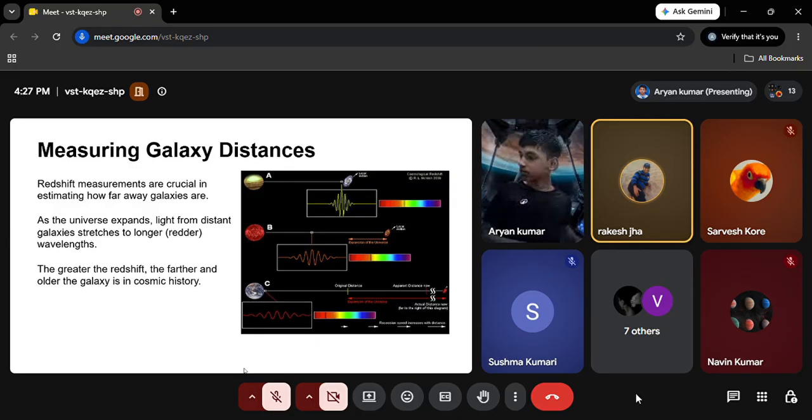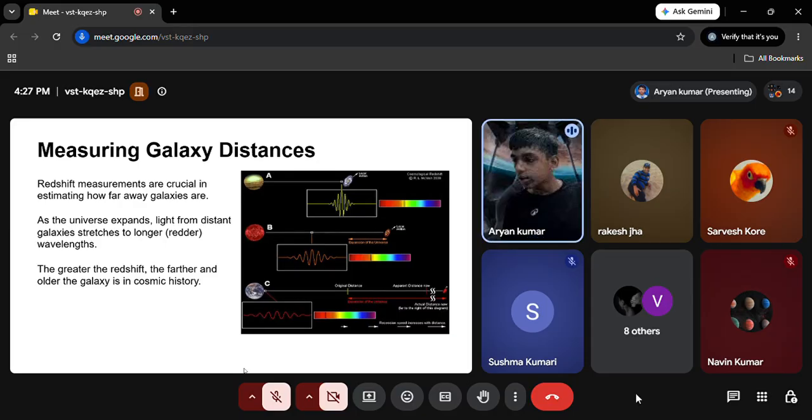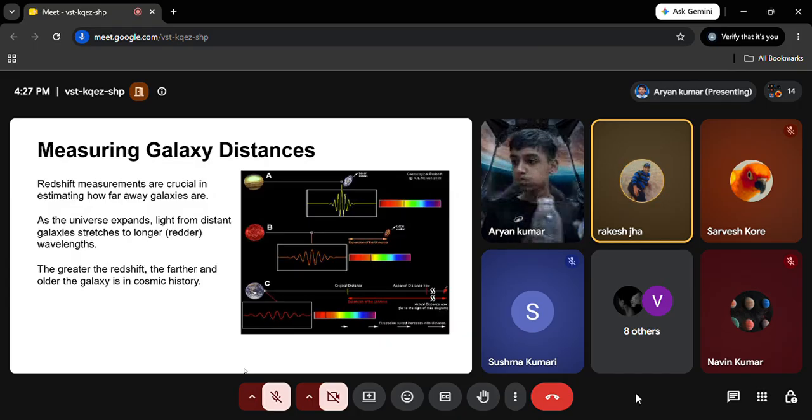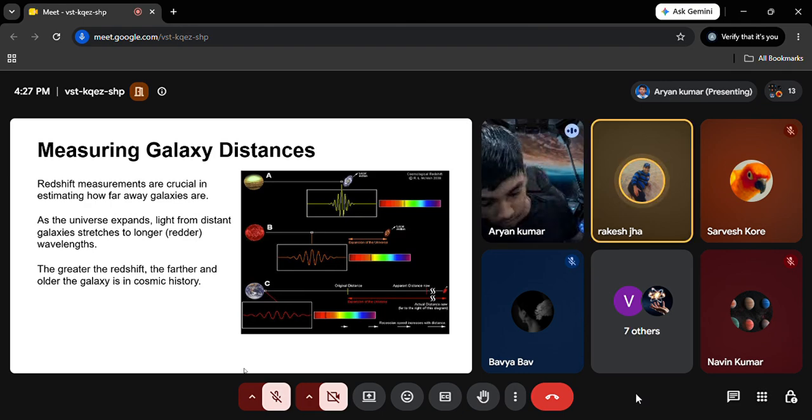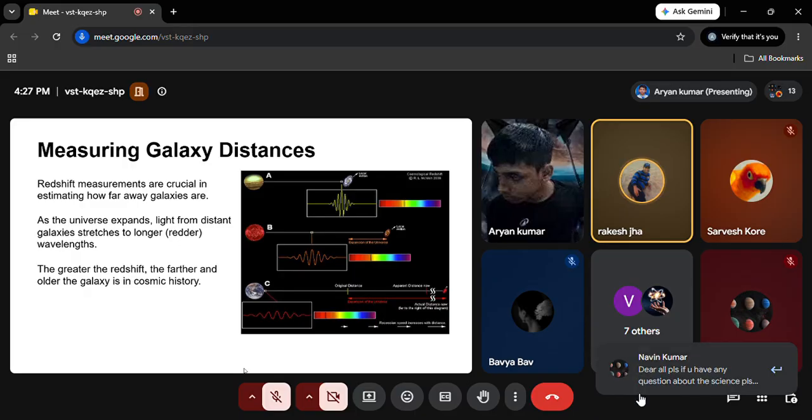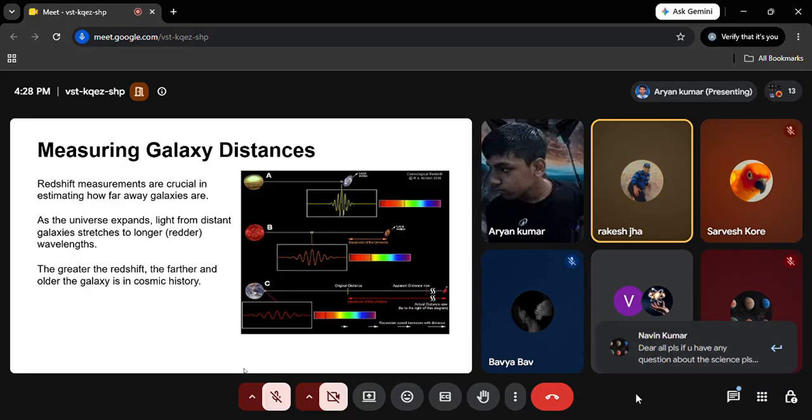They can figure out galaxy distances by their emitted light. Can you repeat? By their emitted light. Suppose there is a supernova occurring in the Andromeda galaxy and it is a type 1A supernova. So scientists will use its emitted light to find out the distance of the galaxy.